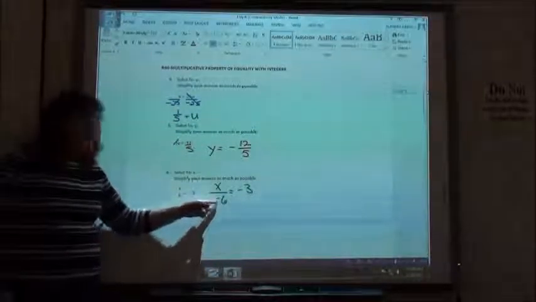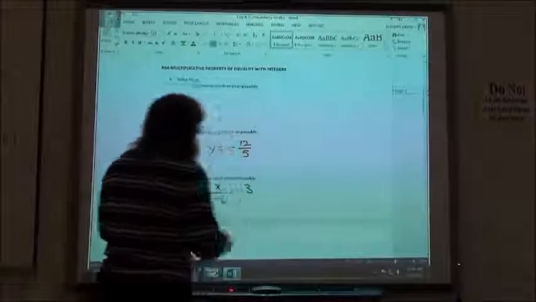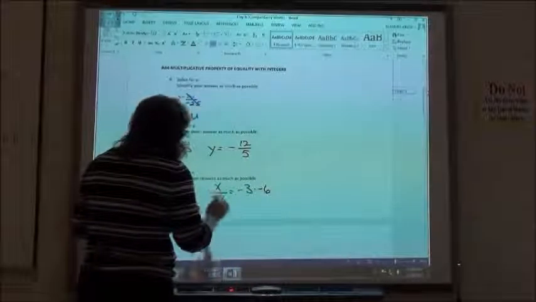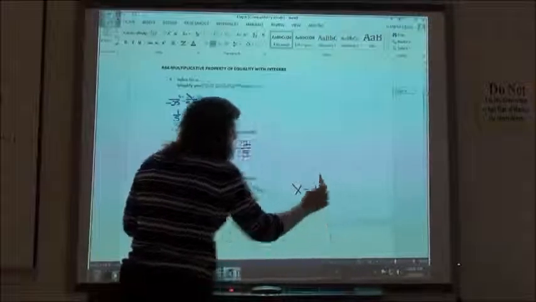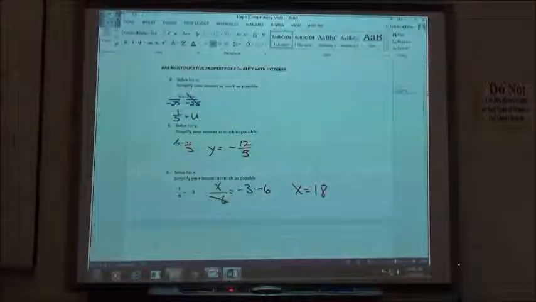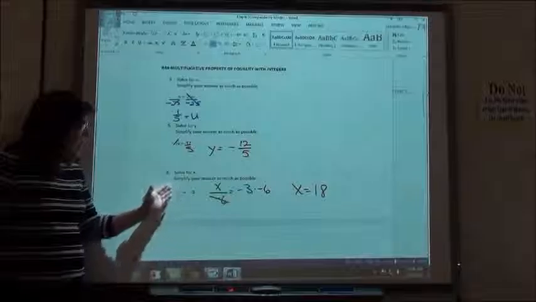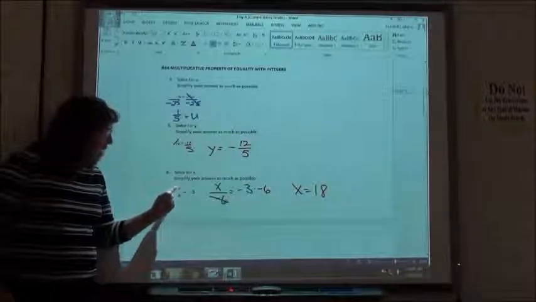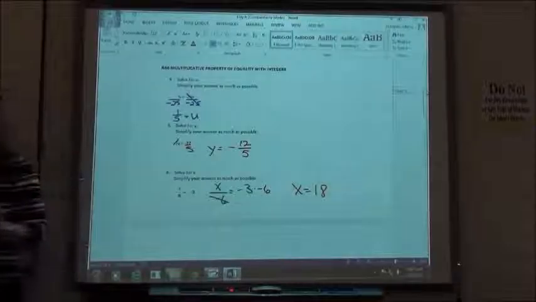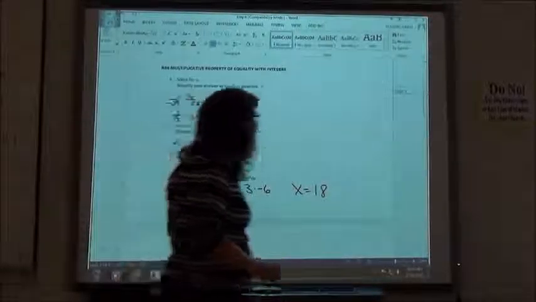And to get rid of this, I'm going to multiply by negative 6, right? A negative times a negative gives me a positive 18 for my answer. So when you have that negative in front, usually we like to put it with the top value, but since I'm solving it for x, in this case it's better to put it with the bottom one because then I can just multiply and get rid of it.